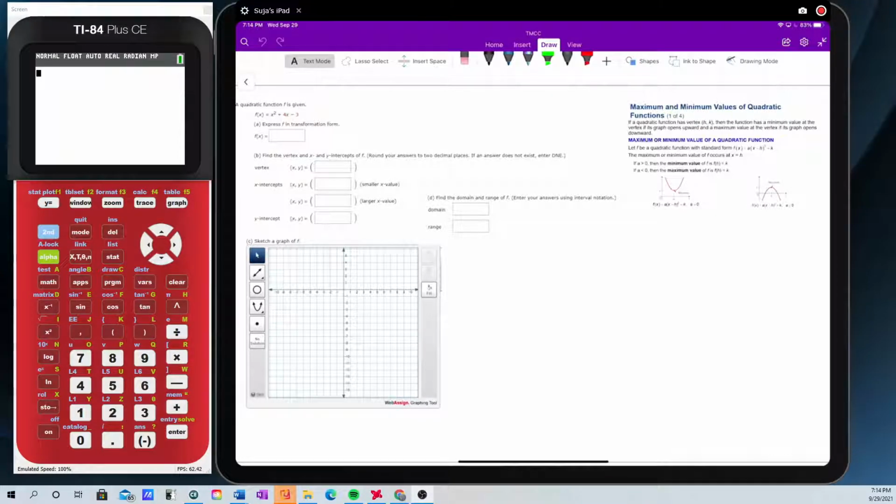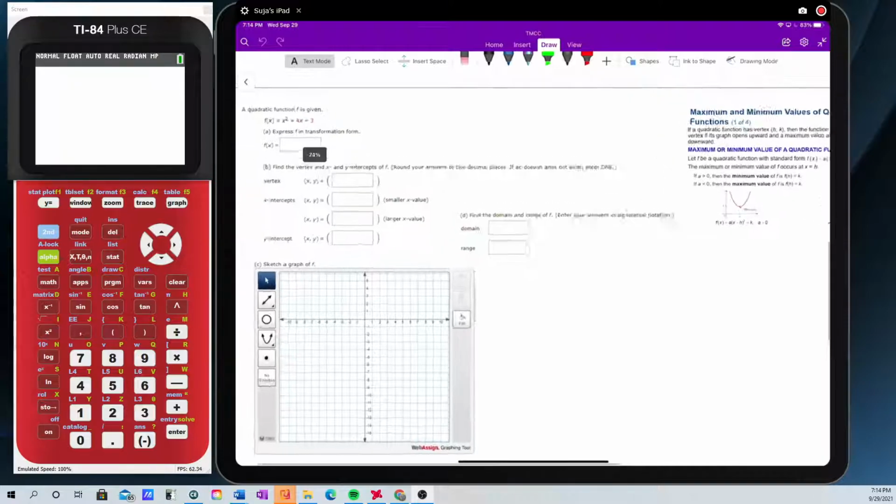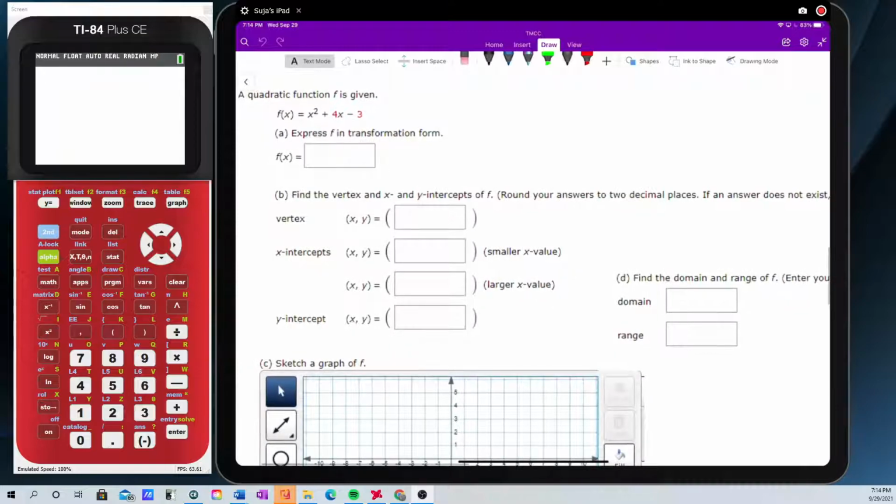In this problem, you are asked to write the equation of a quadratic function in a transformation form. Now, sometimes transformation form is also called standard form or even vertex form.